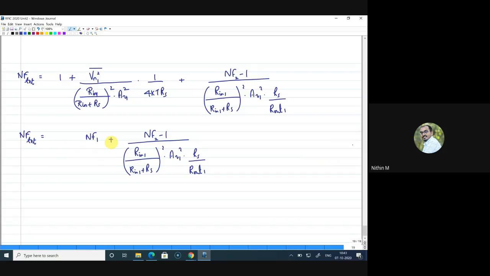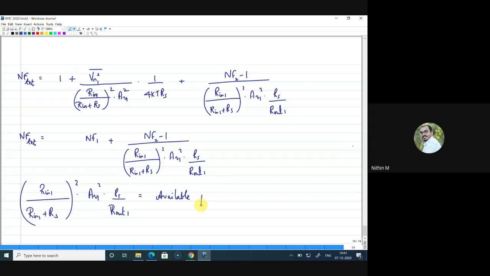If you look at the denominator term of this expression, which is R in 1 by R in 1 plus Rs the whole square into AV1 square into Rs by R out 1, if you calculate, we will understand that the denominator term is actually the available power gain of first stage. So the available power gain of first stage can be represented as say AP. Since it is first stage, I'll represent it as AP1.